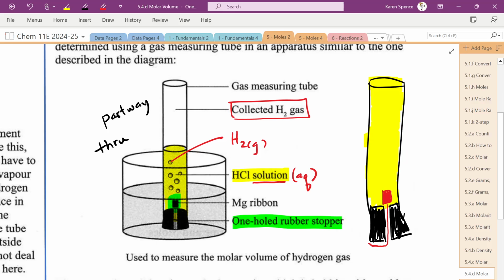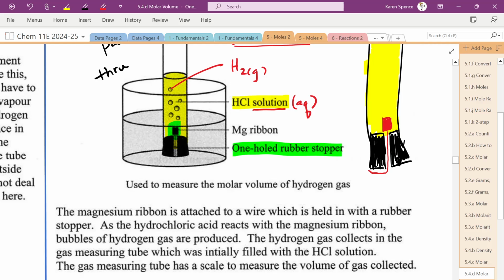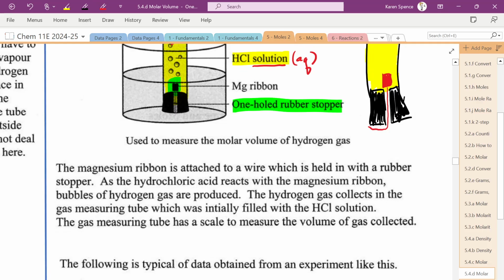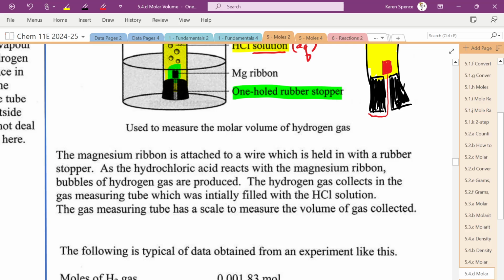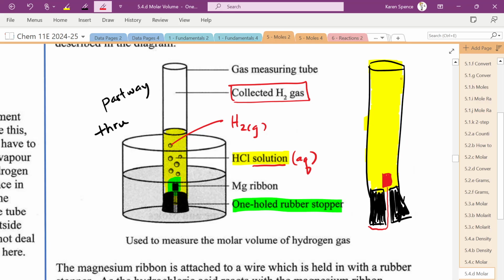All right, so let's read what's happening in this experiment now. So the magnesium ribbon is attached to a wire, which is held in with a rubber stopper. As the hydrochloric acid reacts with the magnesium ribbon, bubbles of hydrogen gas are produced. The hydrogen gas collects in the gas measuring tube, which is initially filled with HCl solution. The gas measuring tube has a scale to measure the volume of gas collected. So what it's going to look like is it's going to look like this. Okay, it's going to have like little measurements on it.